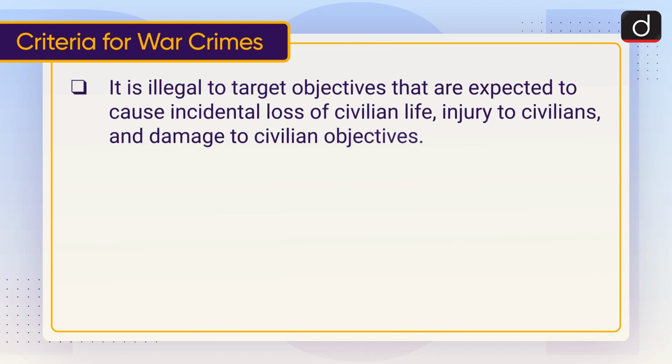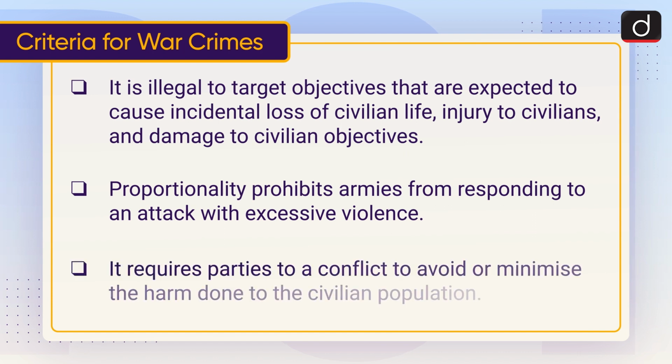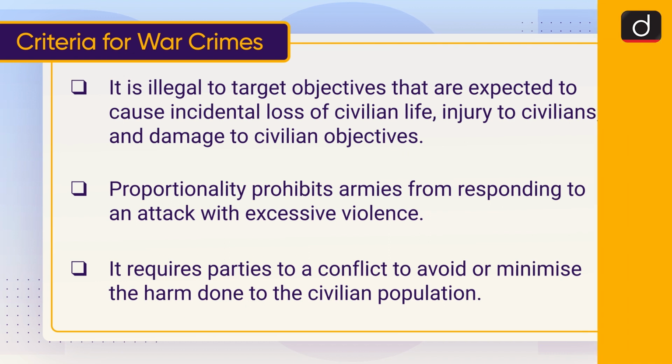It is illegal to target objectives that are expected to cause incidental loss of civilian life, injury to civilians, and damage to civilian objectives. Proportionality prohibits armies from responding to an attack with excessive violence. It requires parties to a conflict to avoid or minimize the harm done to the civilian population.